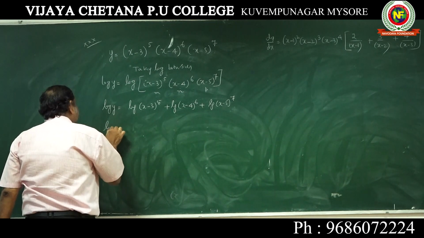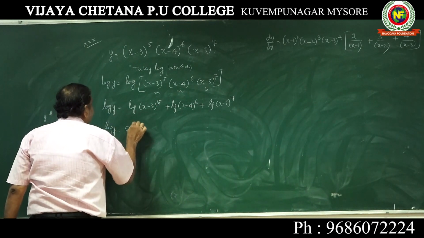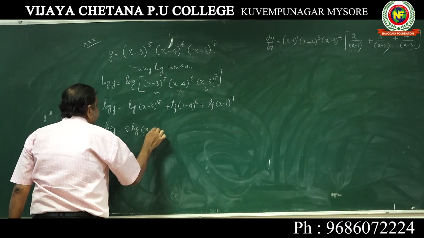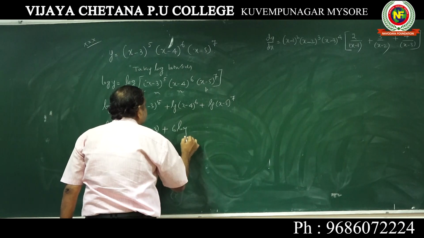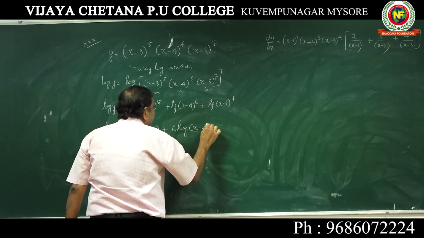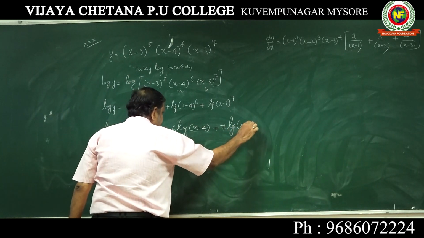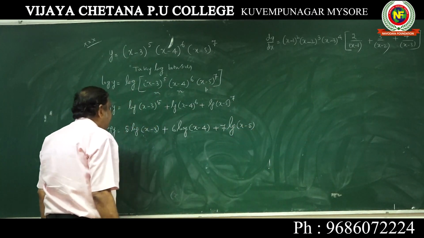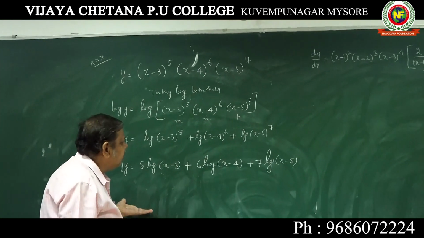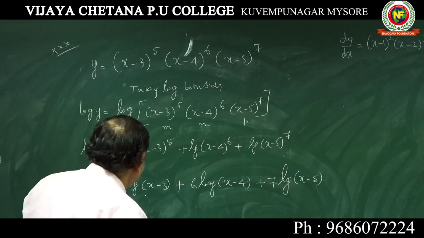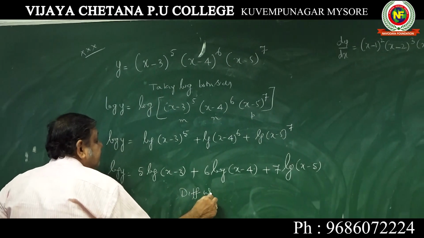Now before that, log m to the power of n is n log m. This power will come by the side of it: 5 log (x minus 3), 6 log (x minus 4) plus 7 log (x minus 5). Now differentiate with respect to x.